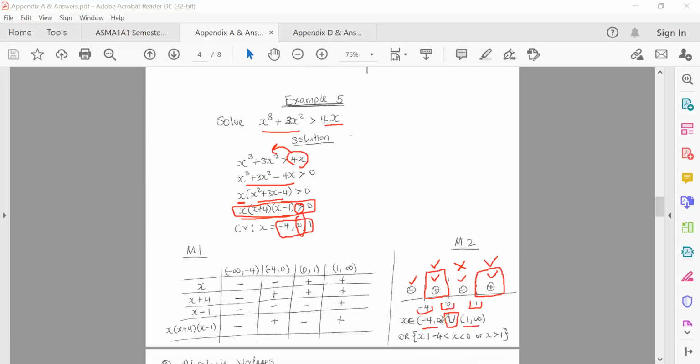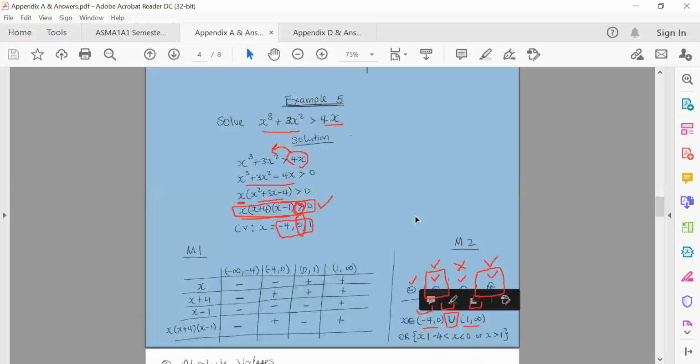Now, someone is going to ask me why open bracket and not close bracket. It goes back to the inequality. You see, I say strictly greater than 0. I didn't say greater than or equal to. Because it's strictly greater than 0, if you try and plug in any of these values, for example, if I put minus 4 in there, I get 0. Is 0 greater than 0? The answer is no. That's why you see here it is open.